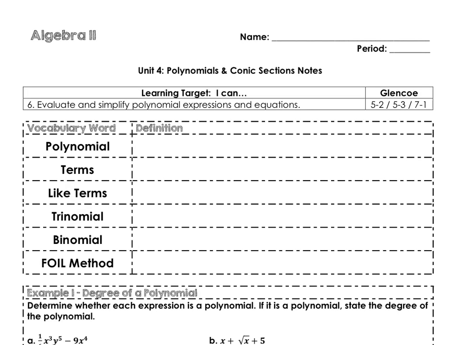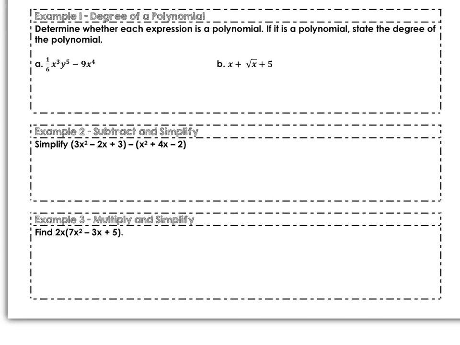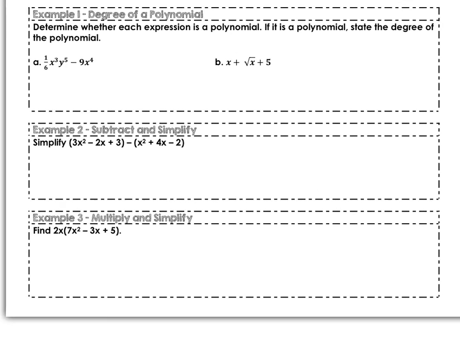This is your lesson on evaluating and simplifying polynomial expressions and equations. It's going to follow the notes in Glencoe 5.2, 5.3, and 7.1. We're first going to start off looking at example 1, where we're determining whether an expression is a polynomial, and if it is, we're going to state the degree.